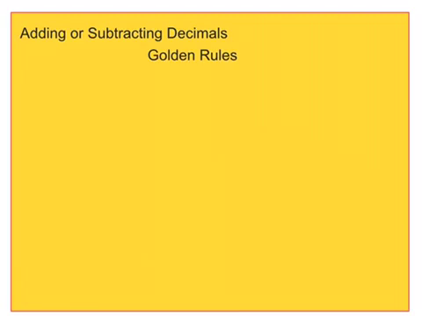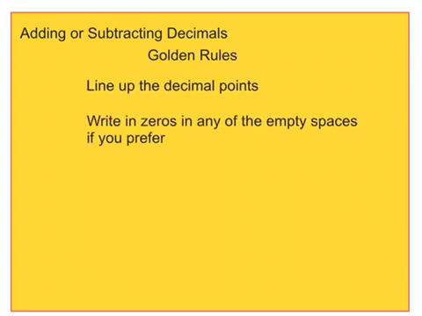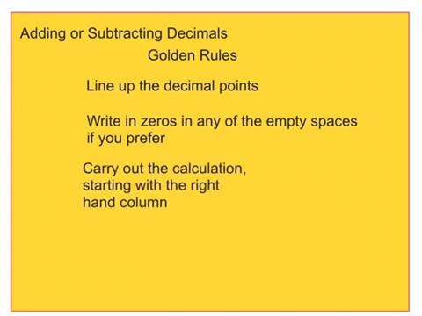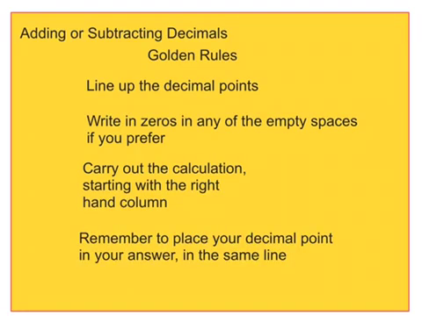Okay, so these are the golden rules for me to remember. Line up the decimal points. Write in zeros in any of the empty spaces if you prefer. Carry out the calculation starting with the right-hand column. Remember to place your decimal point in your answer, and that will be in the same line as the other decimal points.